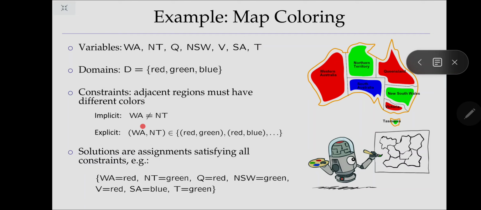And the second approach is explicit. Explicit is trying to capture all of the real values. For example, WA and NT can be assigned with a pair of the colors, red and green, and also can be colored with red and blue, and green and blue. You need to capture all of the things.